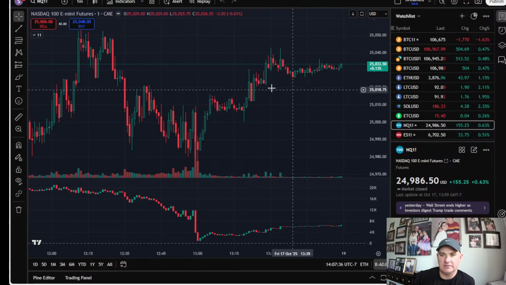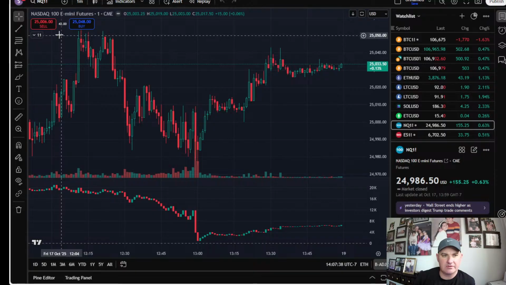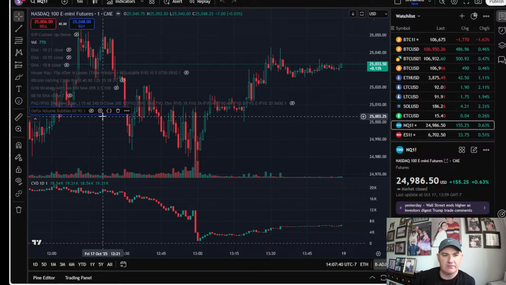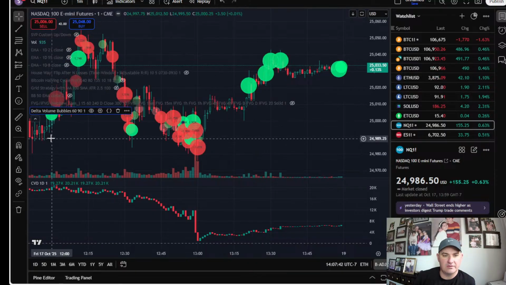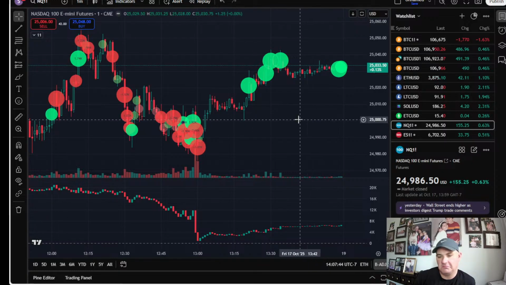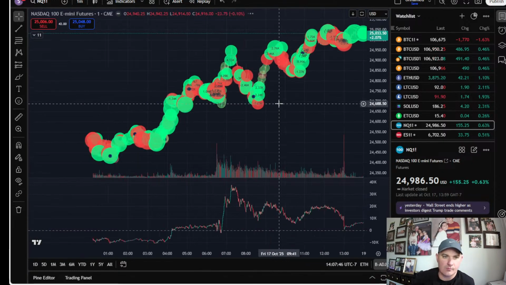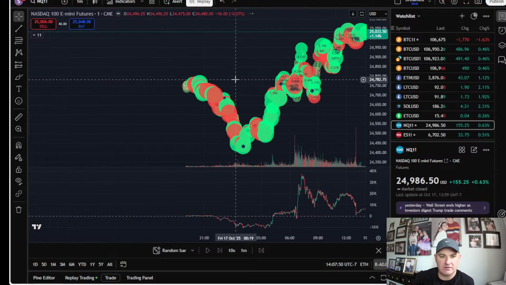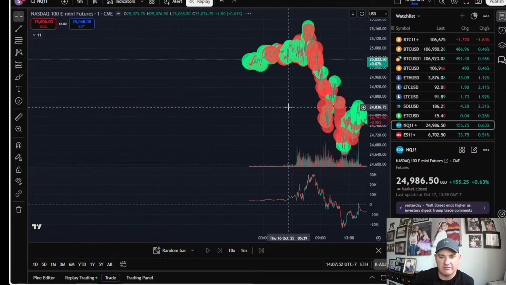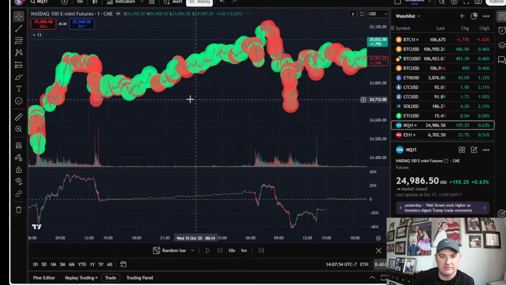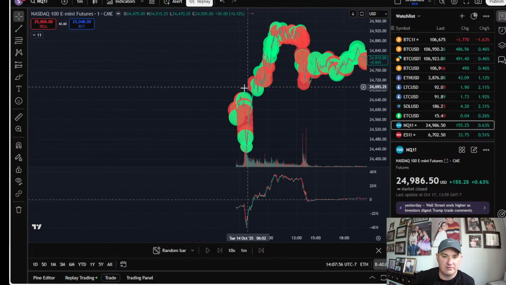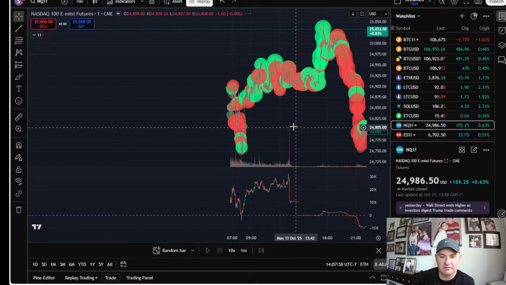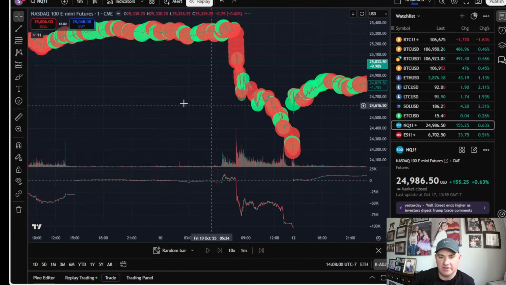And then now we have cumulative. Let's turn on delta volume bubbles. Let's give it a little more info. Now let's replay. Start new. Let's see how far back our indicators go so it can have some advantage of seeing.